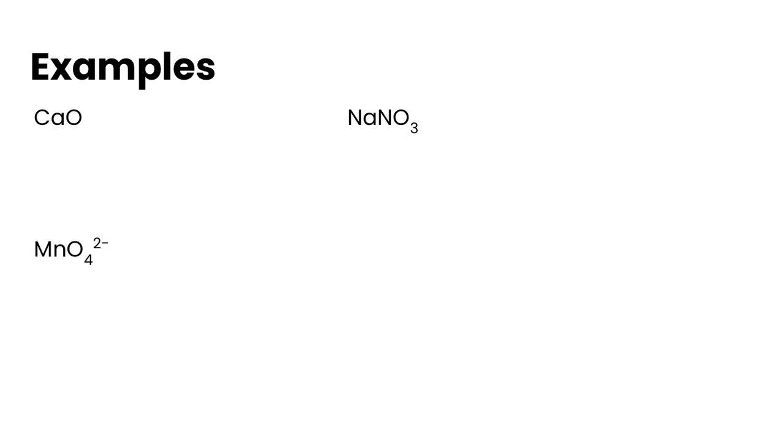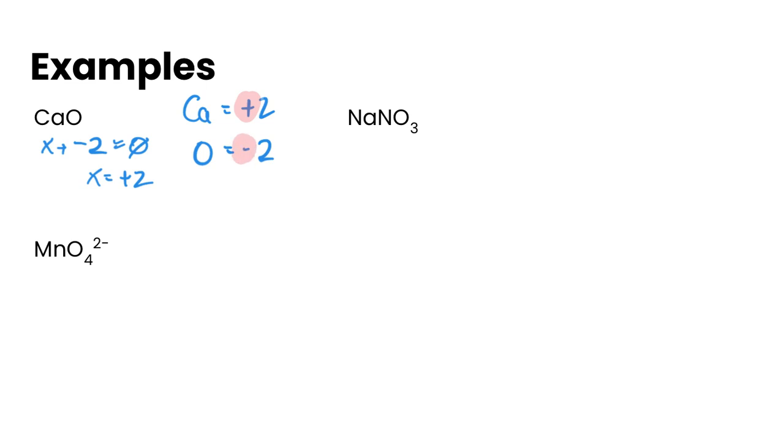So let's take a look at a couple of examples. We're starting off with CaO. Let's use the rule that oxygen always has an oxidation state of -2. And we're also going to use the rule that because this is a neutral compound, they need to add up to 0. So if we say calcium is X and we solve for this, X is +2. And so that means that the oxidation state for calcium is +2 and for oxygen it's -2.